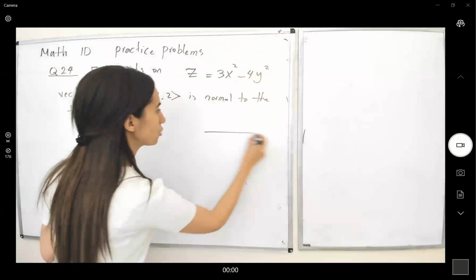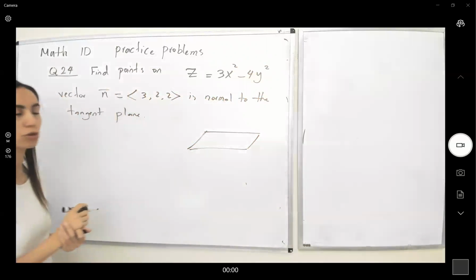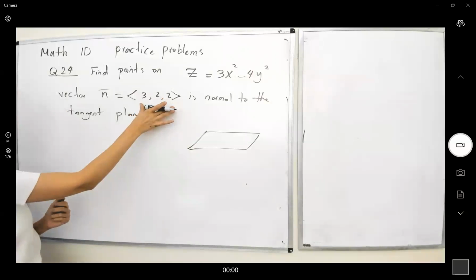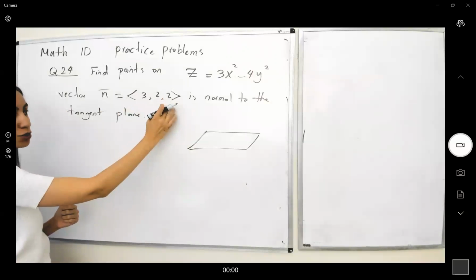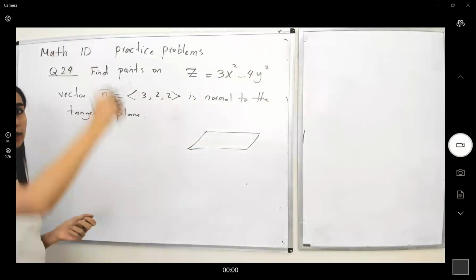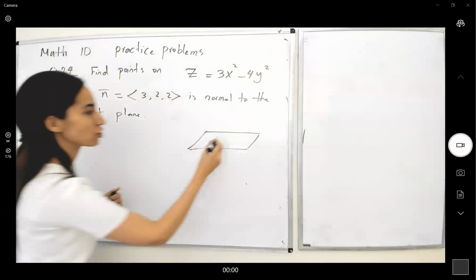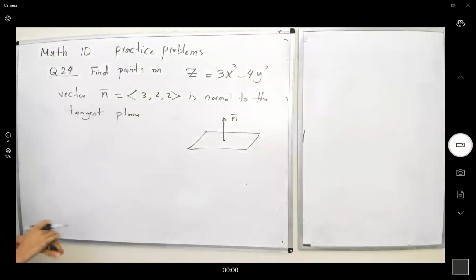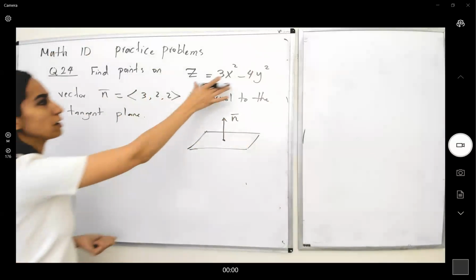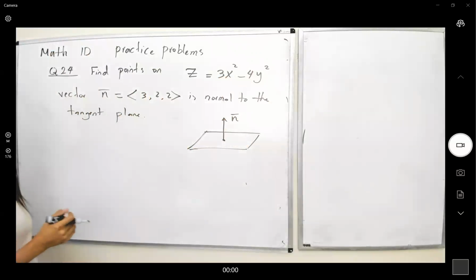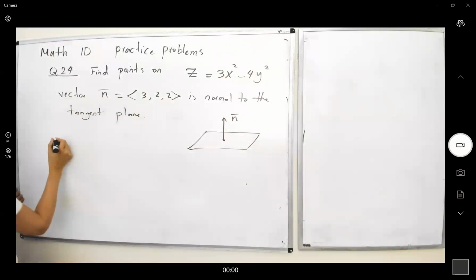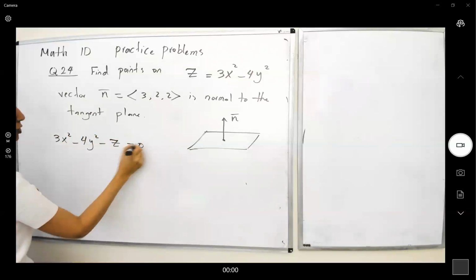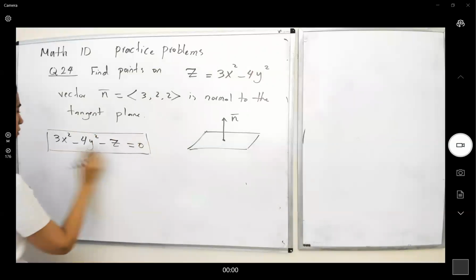So suppose you have a tangent plane. You're looking for points on the graph of the function where the vector n, (3, 2, 2), is normal, orthogonal, perpendicular to the tangent plane. This is your n, and you're looking for those points. Very well. First of all, let's rewrite this function so you can actually see all variables next to each other. Here you have 3x squared minus 4y squared minus z equal to 0. So this is the equation of your function.